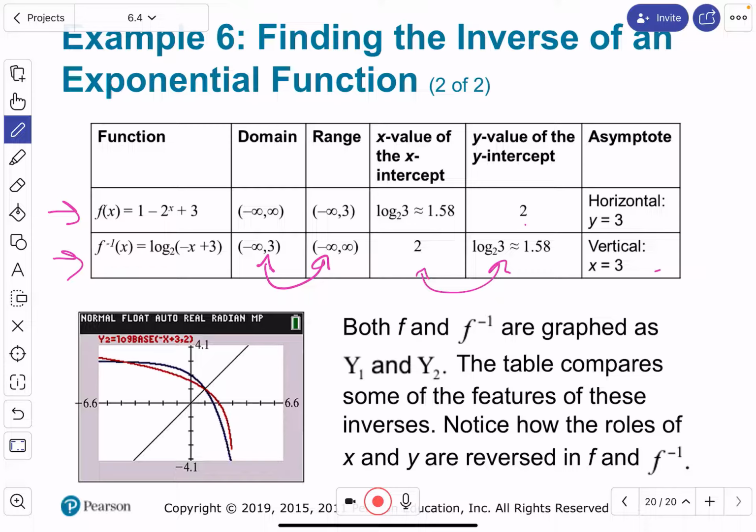So that 6.4, I went through it really quickly because it's all the same kind of stuff, just looking at it in other equations.